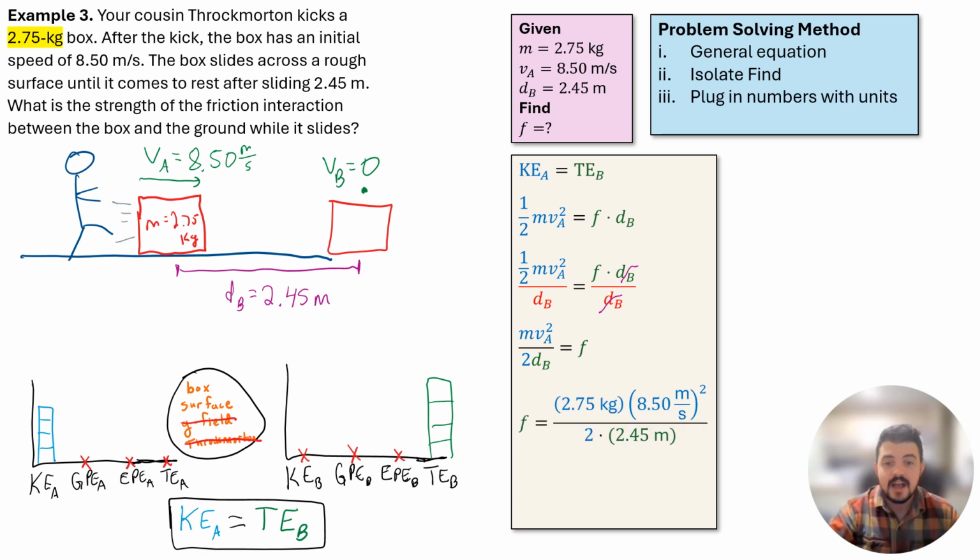plugging in numbers. I've moved the friction to the left side of the equal sign, the strength of the friction interaction, that is. The right side of the equal sign has the mass of 2.75 kilograms, that speed of 8.5 meters per second, all squared. The denominator has that exact number 2. And the distance traveled at B of 2.45 meters.